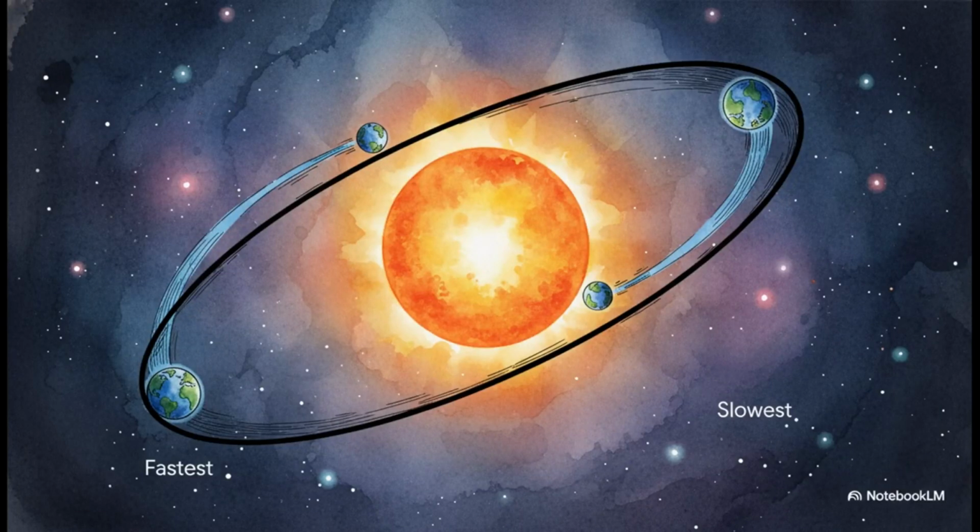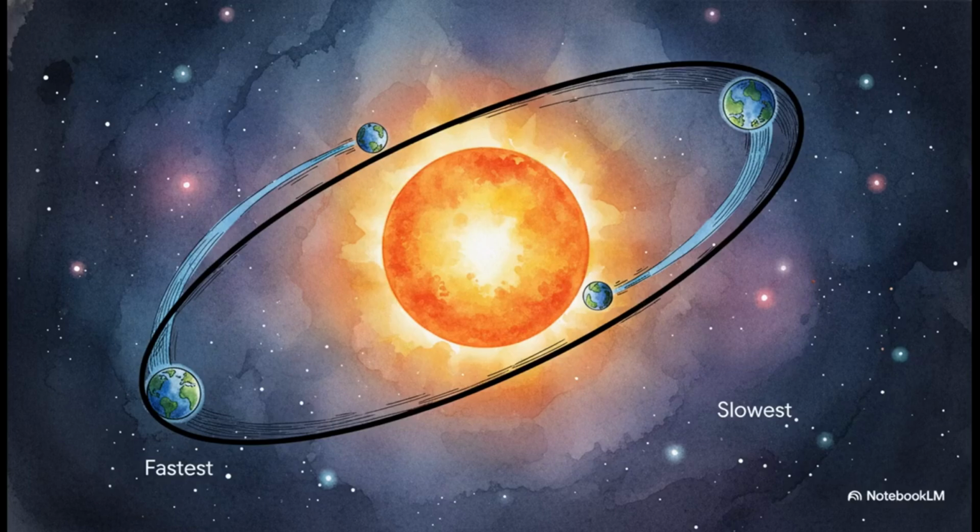The second contributing factor is the eccentricity of Earth's orbit. Our planet's path around the sun is not a perfect circle, but a slight ellipse. And according to Kepler's second law of planetary motion, this means the Earth's orbital speed varies. We move fastest when we're closest to the sun, at perihelion in early January, and slowest when we're farthest away, at aphelion in early July.